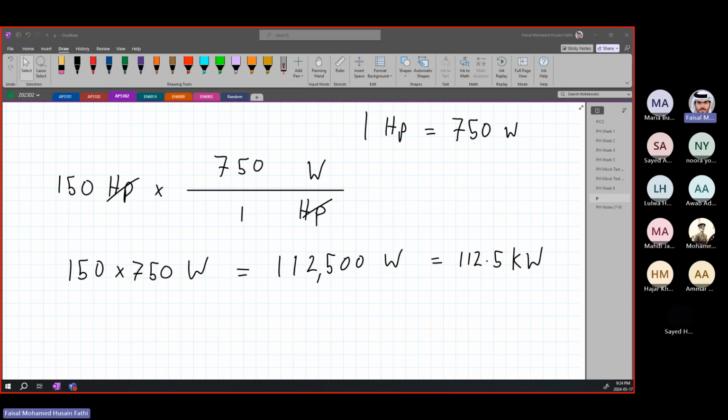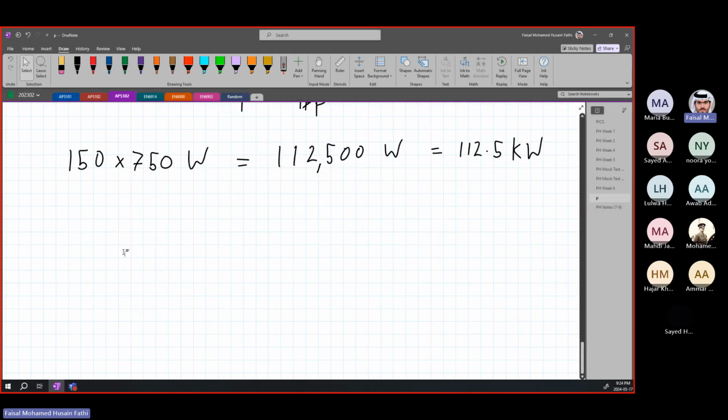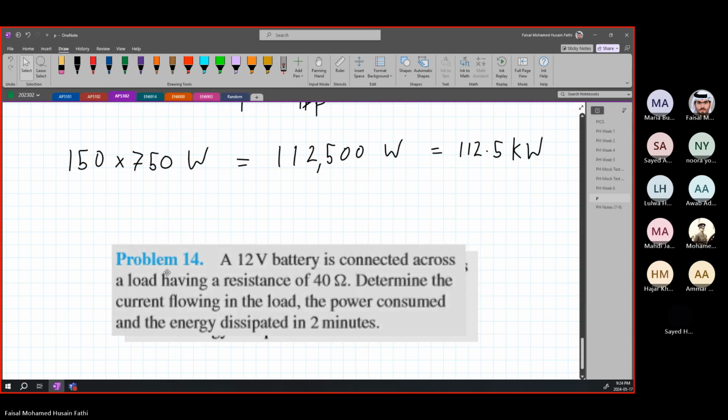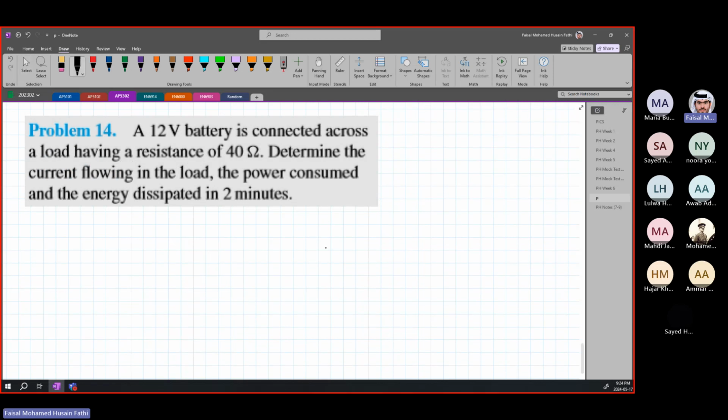All right, let's do this question. This is a good question. Problem 14. So let's say we have a 12-volt battery, which is connected across a load having a resistance. So let's go step by step. We have 12 volts. So this is our voltage. 12 volts, all right, is connected across a load having resistance of 40 ohms. So our resistor is 40 ohms.